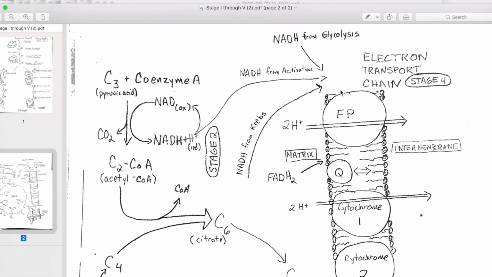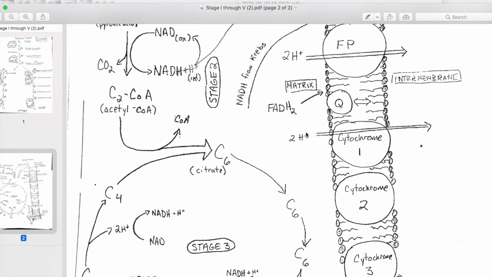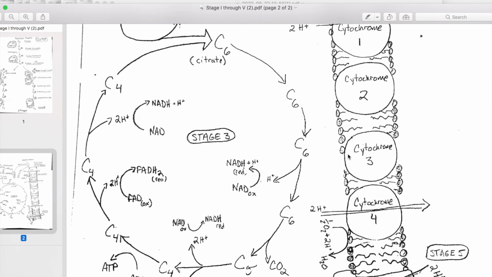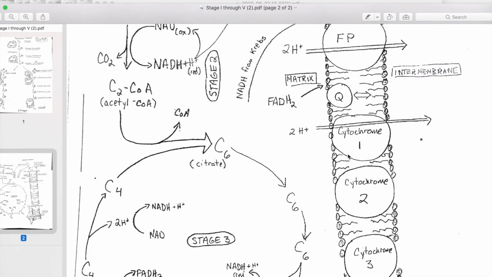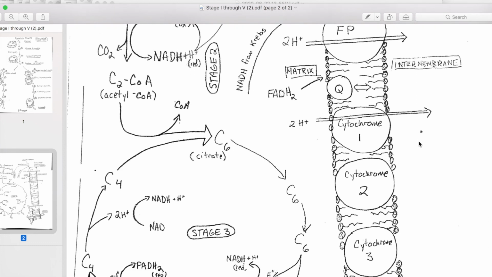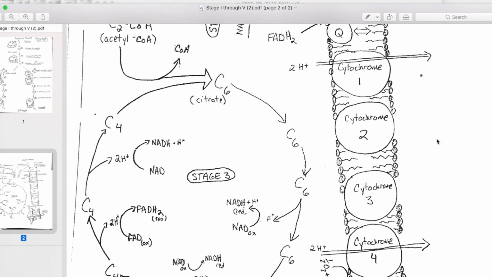NADH passes off their electrons to the first electron carrier. FADH2 passes them off to the second electron carrier. And then as those electrons move down the chain of electron carriers, they lose energy, and that energy is used to move protons, hydrogen ions, from the matrix to the intermembrane space. So the proton concentration in the matrix is going down. The proton concentration in the intermembrane space is going up, which means pH is going down, because pH is the negative log of the hydrogen ion concentration. As the hydrogen ion concentration over here goes up, the pH goes down.